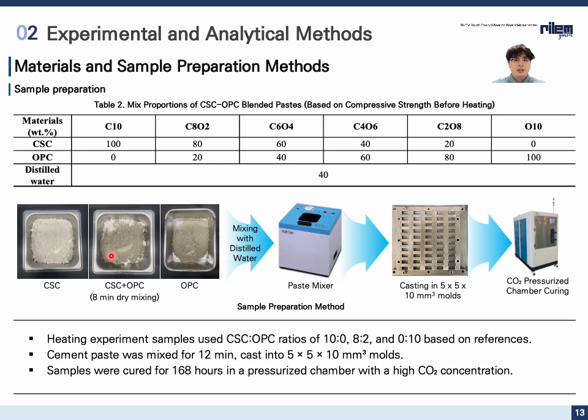Okay, so for sample preparation, a dry blending of CSC and OPC was first conducted for 8 minutes, followed by mixing with distilled water using a high-speed paste mixer. The cement paste was then cast into stainless steel molds of 5, 10 cubic millimeter size. After demolding, the samples underwent carbonation curing in a CO2 pressurized chamber for 168 hours under high CO2 concentration.